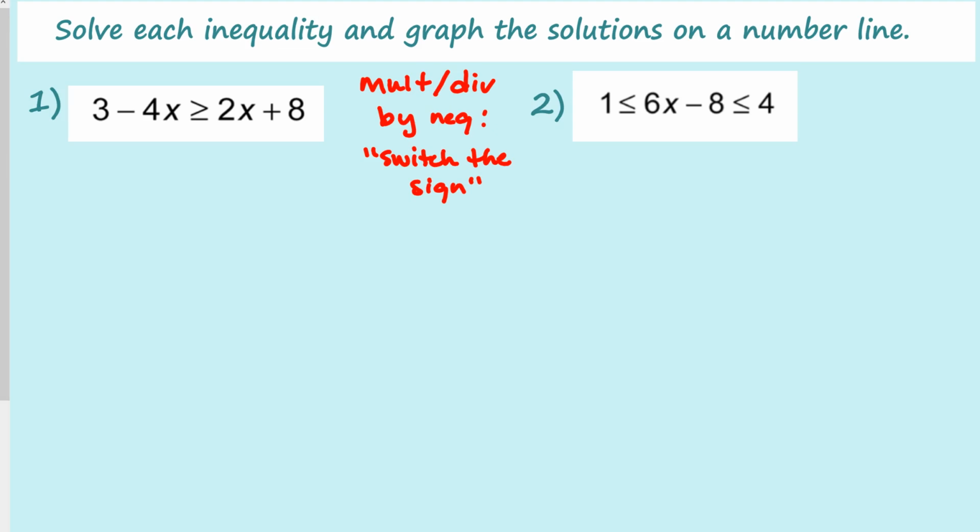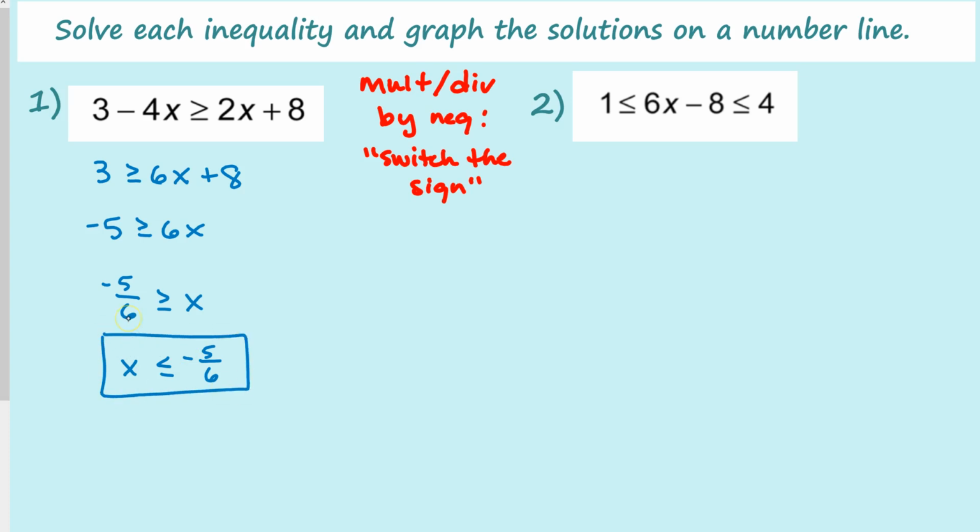3 minus 4x is greater than or equal to 2x plus 8. So we want to get the x terms on one side. So suppose I decide to add 4x to both sides. So 3 is greater than or equal to 6x plus 8. Subtract 8 from both sides. Negative 5 is greater than or equal to 6x. And divide both sides by 6. Negative 5/6 is greater than or equal to x. I divided both sides by a positive, not a negative, so I didn't switch the sign. I don't really like having my answer with the x on the right, so we can just rewrite it backwards. X is less than or equal to negative 5/6.